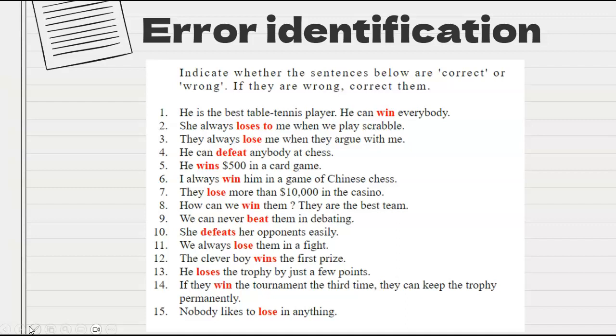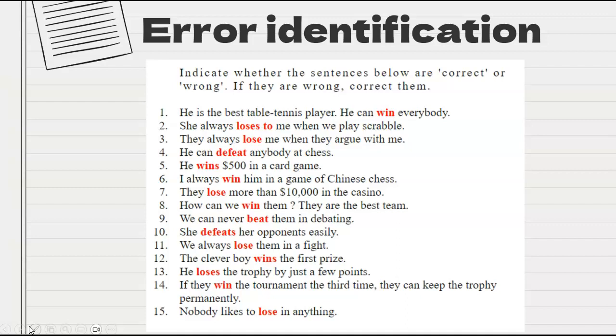For example, the first statement says, he is the best table tennis player. He can win everybody. If you see the words that are in red, probably they are incorrect words or they don't fit in this statement. So you are going to say, in my case, I consider the first one is correct. That means if it is correct, just write down the whole statement in a Word document and then write down correct. But if you think the first one needs to be corrected, correct the mistake. Same with number 2, 3, and so on.